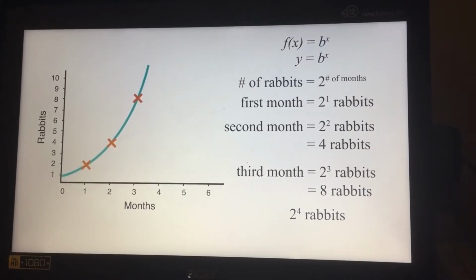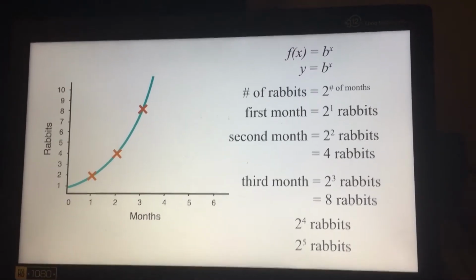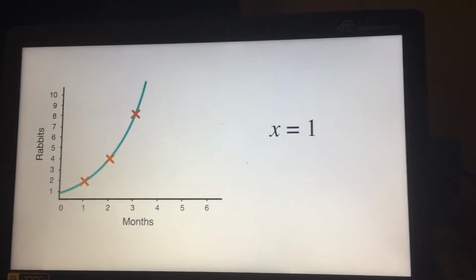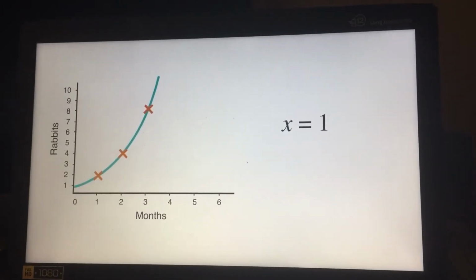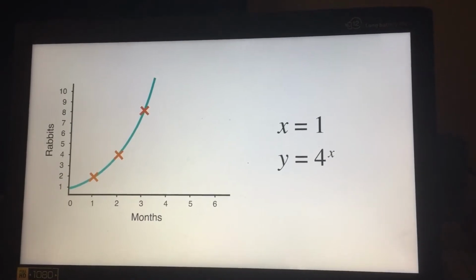And then 2 to the 4, and 2 to the 5, and so on. The number of rabbits would be growing exponentially. This graph would need to start with x equals 1 because we need 2 rabbits to get the ball rolling. If we had started with 4 rabbits, our equation would have been y equals 4 to the x.